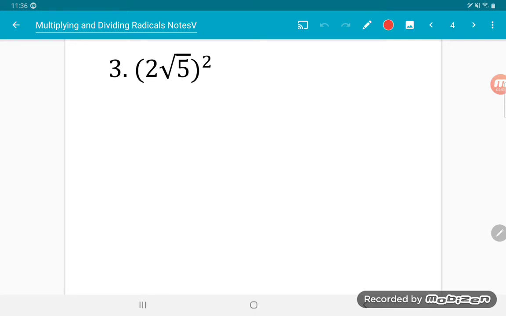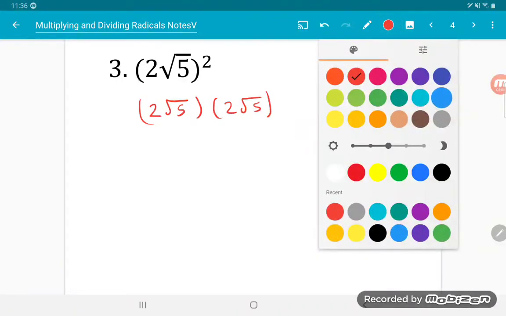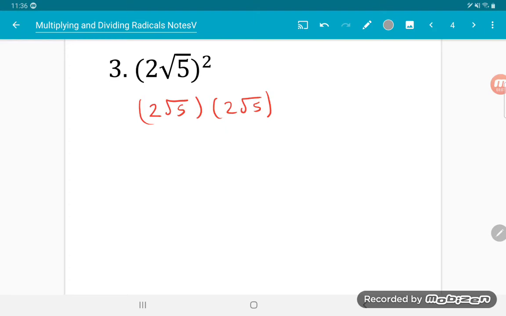Example 3, I have 2 radical 5 squared. What that means is that I have 2 radical 5 times 2 radical 5. I simply rewrite the problem so that I know that I'm multiplying what I'm given by itself. When I do that, I'm going to draw my curved lines again. So 2 times 2 is 4. I can multiply the coefficients, or the numbers on the outside. Under the radical, 5 times 5 gives me 25.